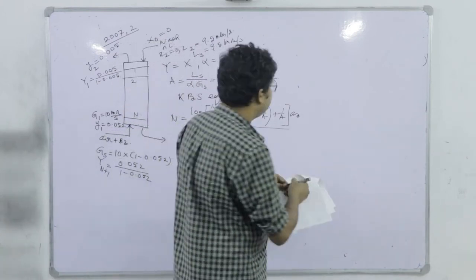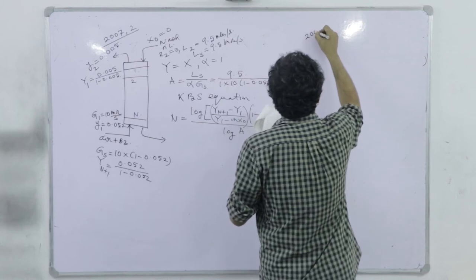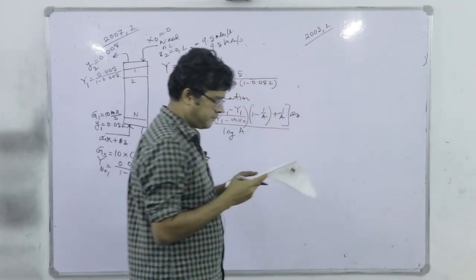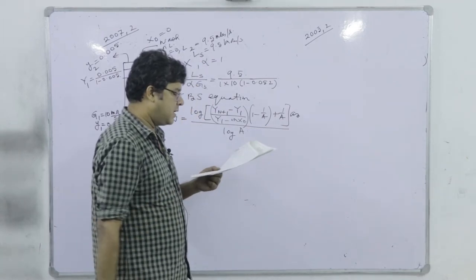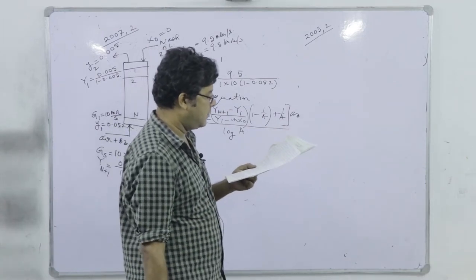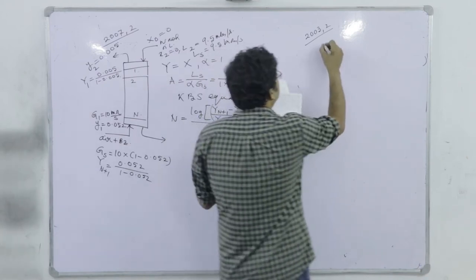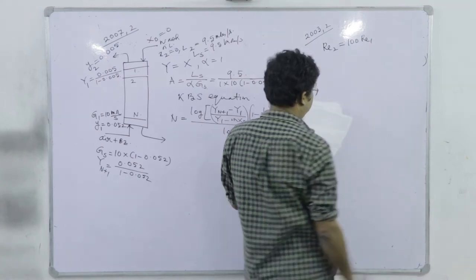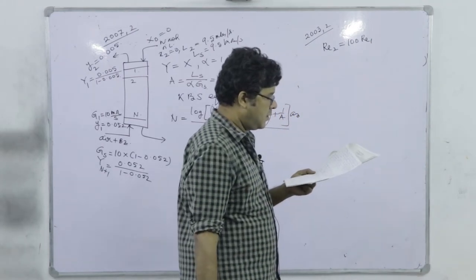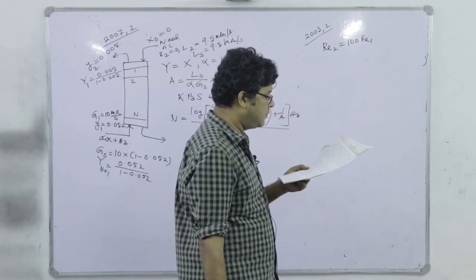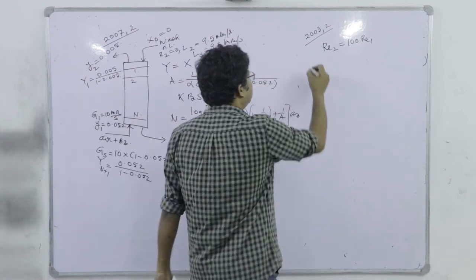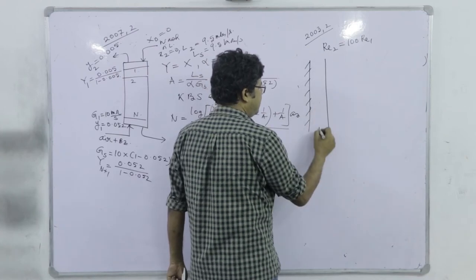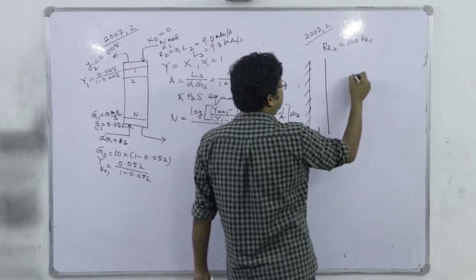So, next is 2003, a 2 marks problem. The Reynolds number of a liquid was increased by 100 fold. So, Re2 is equal to 100 into Re1. For a laminar falling film used for gas liquid contacting. So, we have a liquid film, right, and here we have gas.